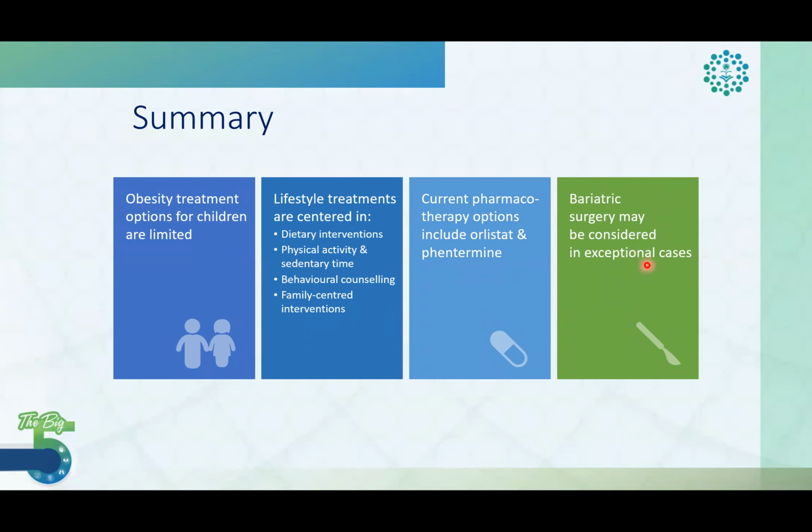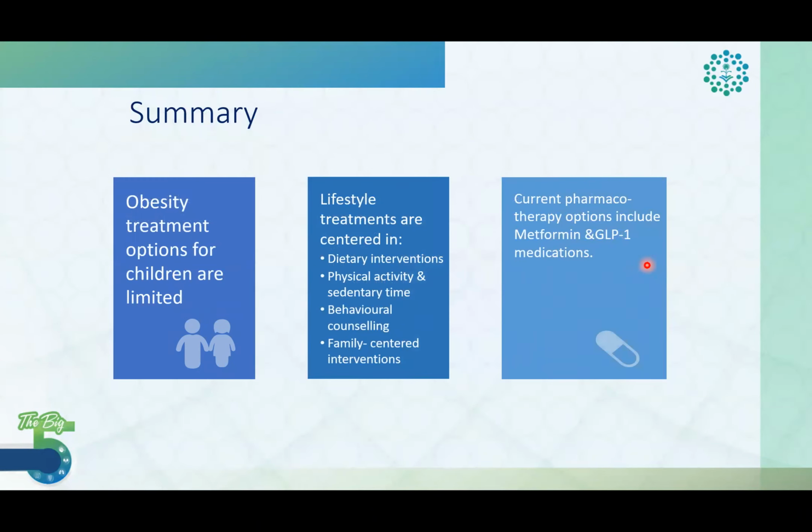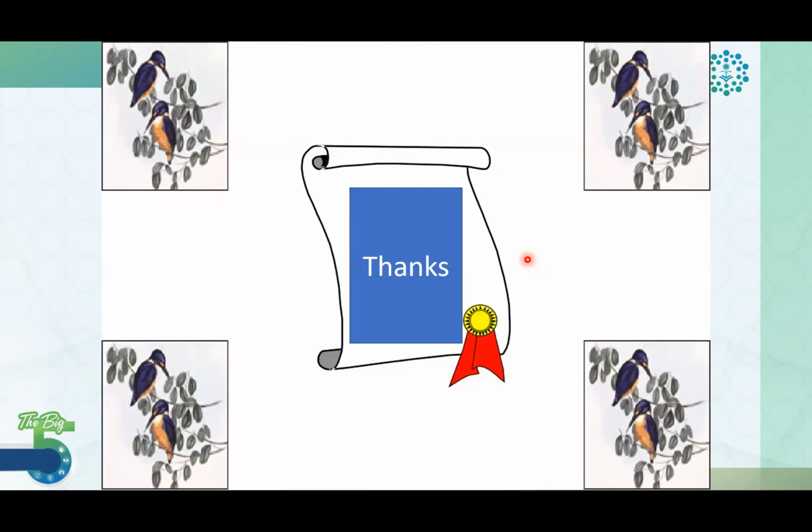This is not the rule. Bariatric surgery is the last option for children and adolescents with obesity. Lifestyle is very important, and as I mentioned, we have GLP-1 receptor agonist and metformin approved for children.